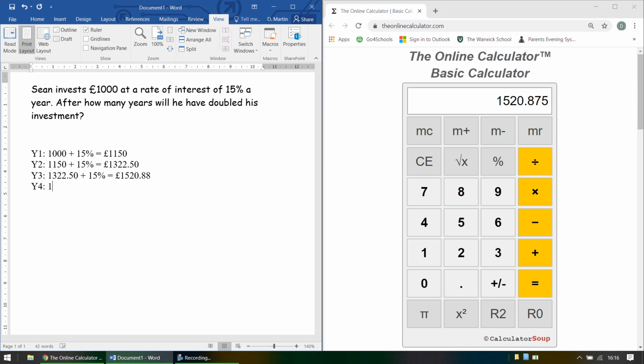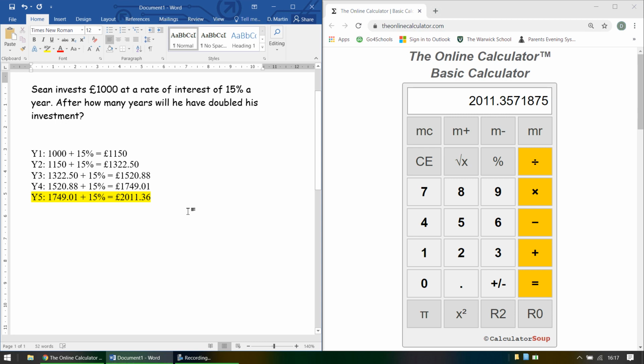In year four, £1,520.88, add 15% on. Again, same thing, multiplied by 1.15. Use that multiplier, save myself some time. Gives me £1,749 and 1p with the rounding. And then in year five, £1,749 and a penny, add on 15%. So multiply by 1.15 gives me £2,011.36. So year five here is the point at which I have managed to get double the investment. So it would take 5 years to get there.